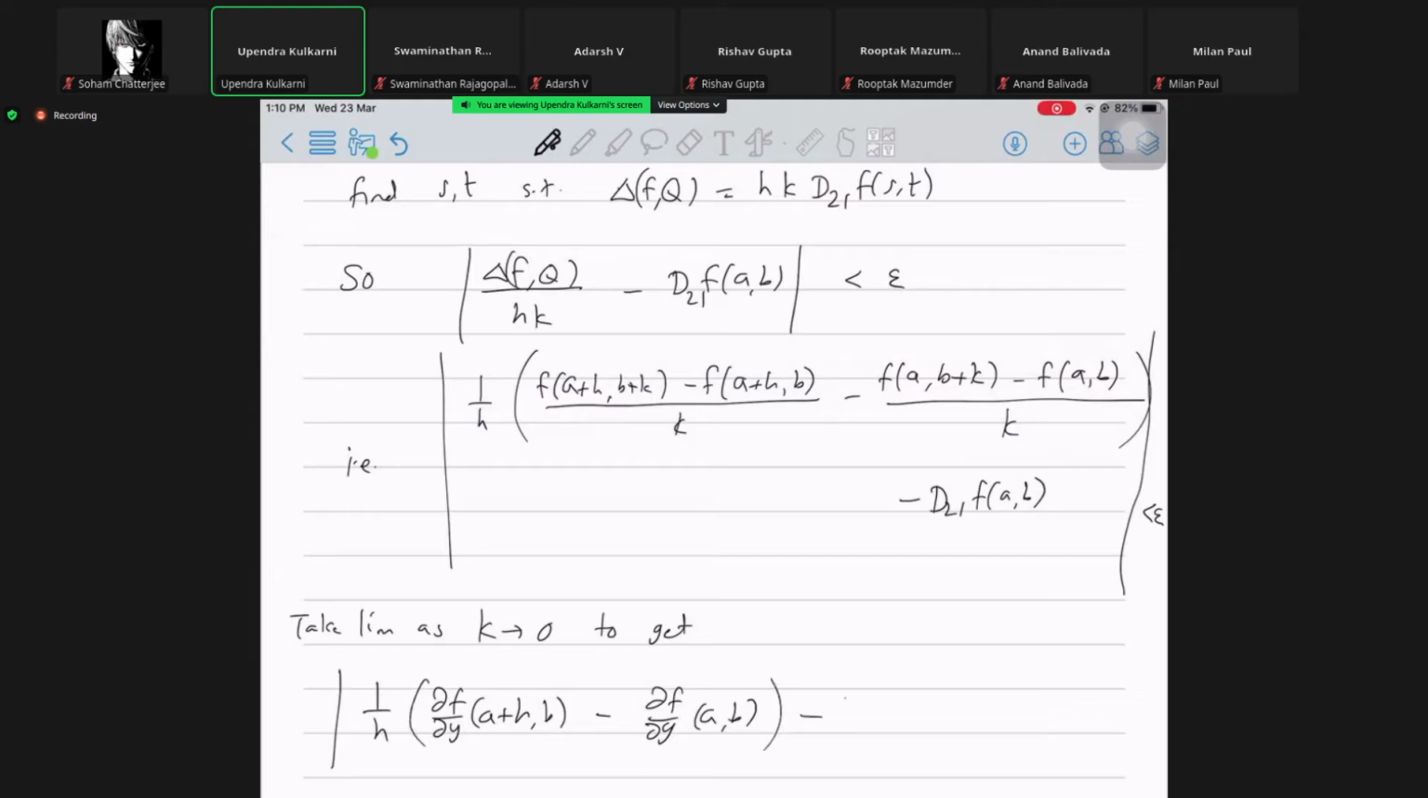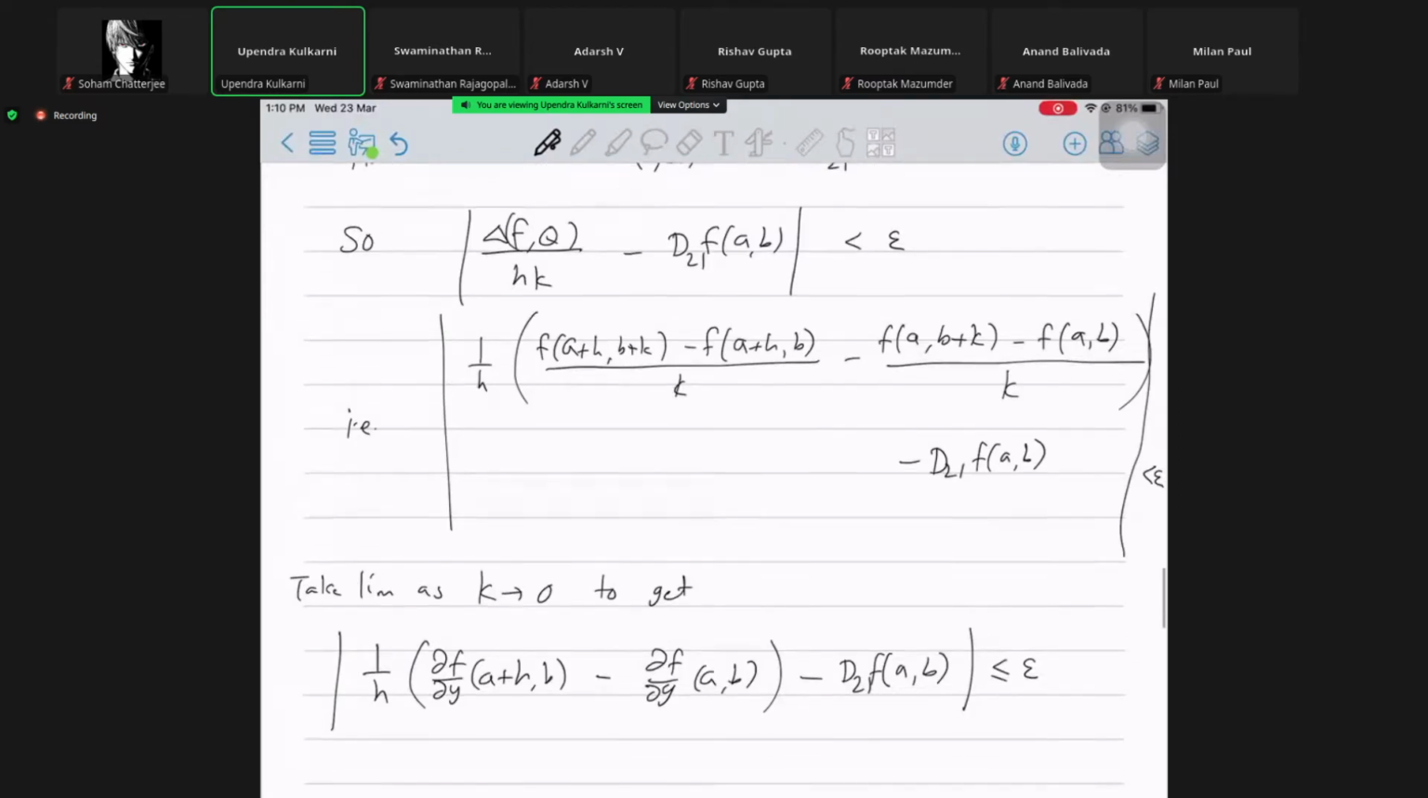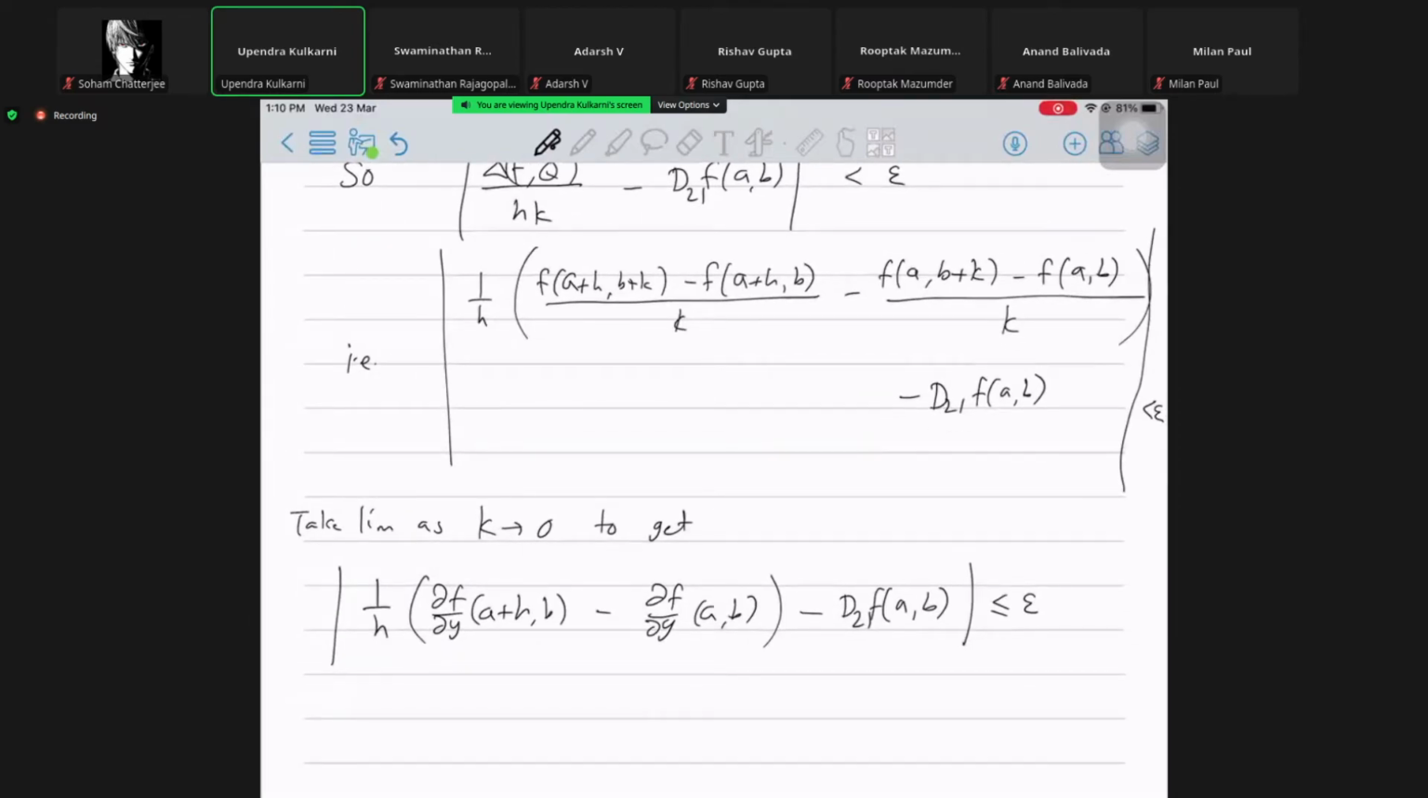This quantity, and of course minus D21 f at a comma b goes along further, right? So what do I get to say now? This need not be less than epsilon, but after taking the limit, this is less than or equal to epsilon. Okay. Now what do I do? I take the limit as h approaches 0 to get what?